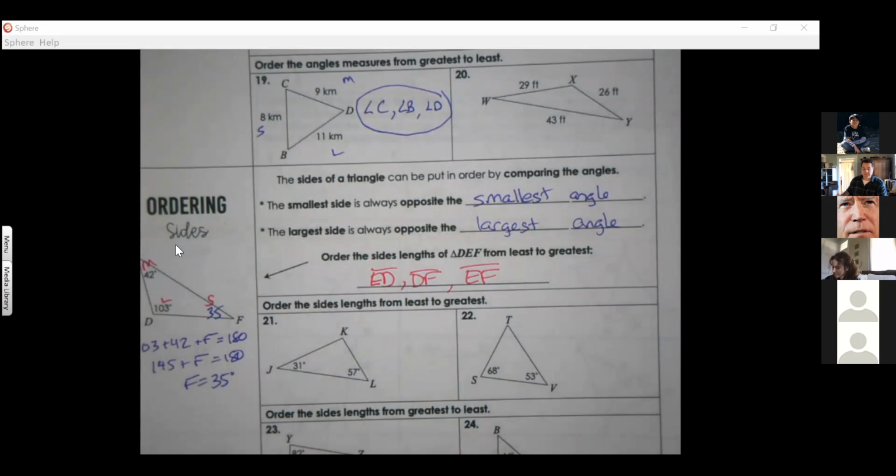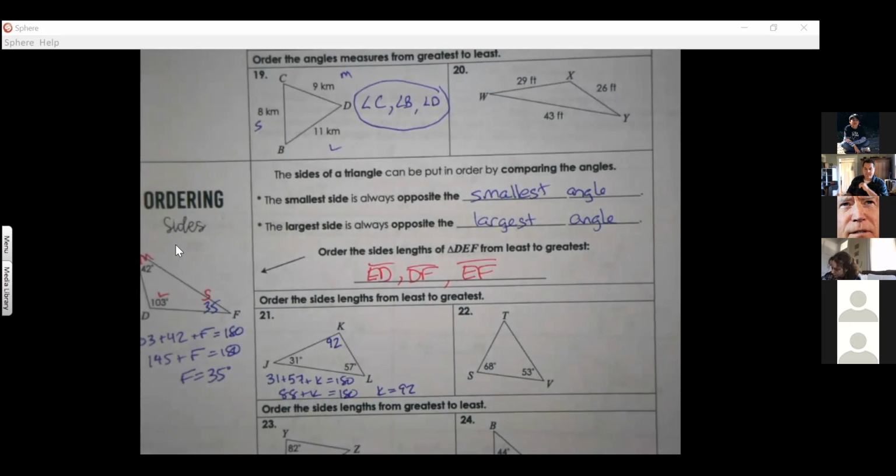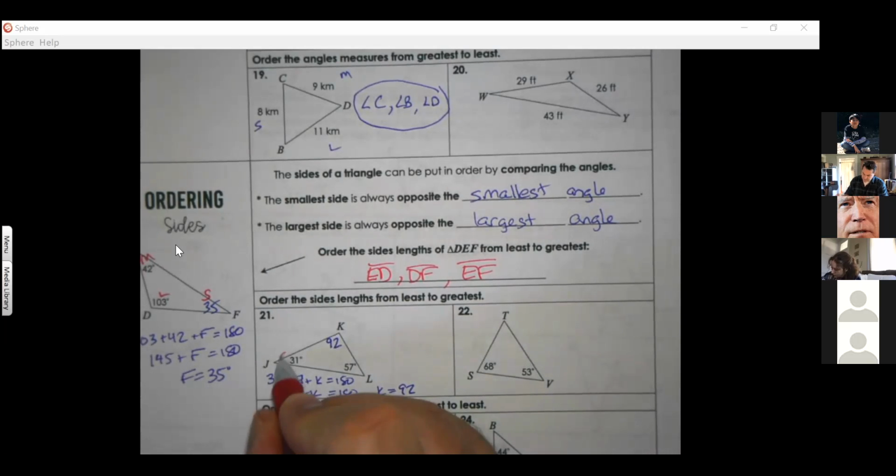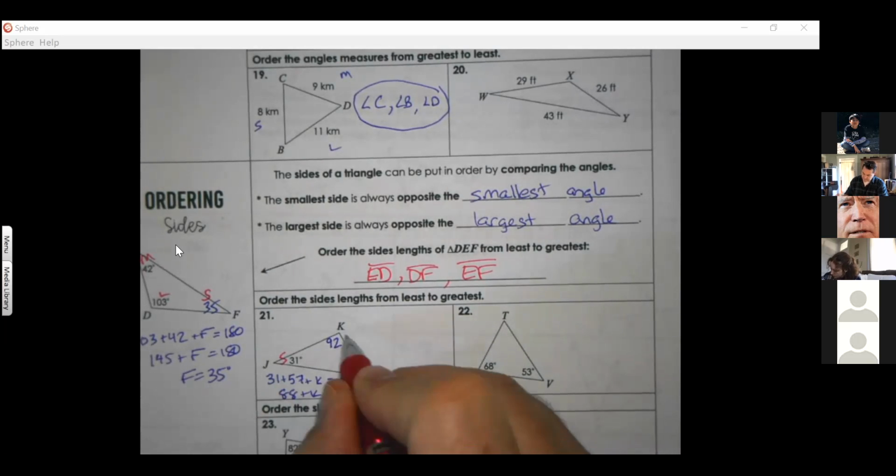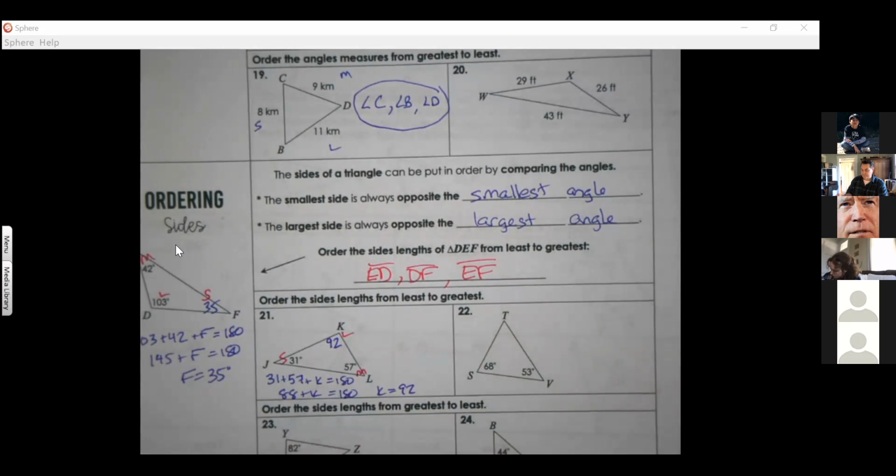So again, if we want to apply it to another problem, they're giving us a couple of angles. We should find the third. So 31 plus 57 plus k equals 180. 88 plus k equals 180, so k is equal to 92. All right. That then lets me label small, medium, large.